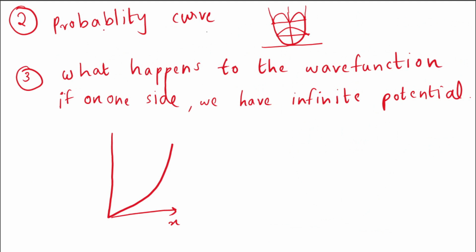So the next question will be the probability density curve. It is easy. For the ground state there is no difference. For the first excited state, just flip the part here to the upside. Okay.